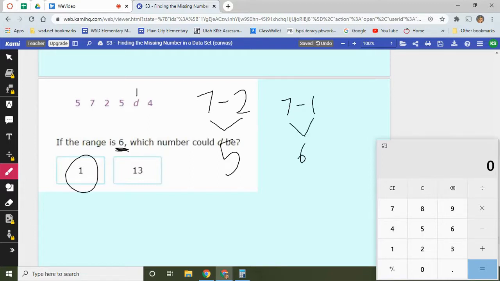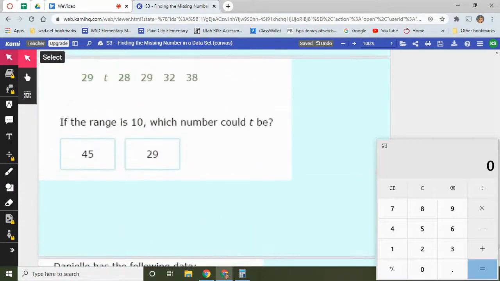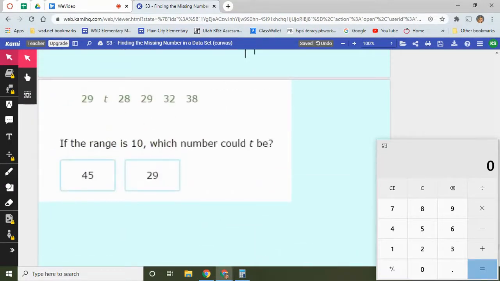So that works. But I always still like to double check just to make sure. So if I put in a 13 there, my greatest is 13. My least is 2. Oh, that's a range of 11. So that's not going to work. So for sure it has to be 1. All right. You try this one and press play when you want to go over it.